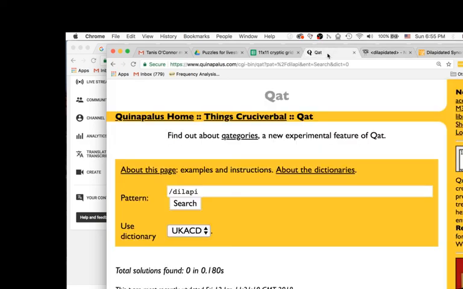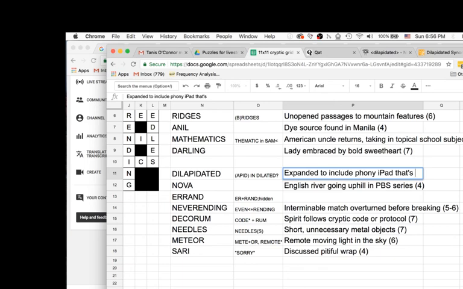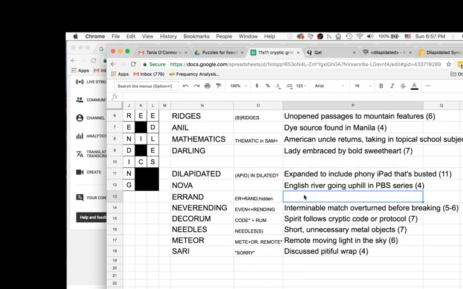So maybe expanded for dilated, expanded to include phony iPad. That's busted. Let's just say that's busted. That's 11. It's not a full sentence, but you could think of a warranty program that's expanded to include a phony iPad that's busted. That makes sense to me. It's not a full sentence, but I can see it standing on its own.